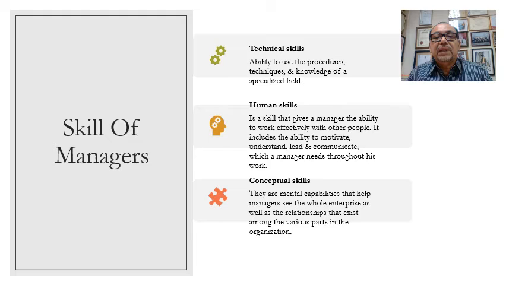Then you have the human skill. It's a skill that gives the manager the ability to work effectively with other people. It includes the ability to motivate, understand, lead, and communicate, which a manager needs throughout his work. This human skill is the most difficult thing as a manager, because you need to motivate people to work. Some people are lazy to work. How are you going to motivate them? You must have the ability to motivate them, to understand their problems, and then how to lead, and how to communicate with them is another thing.